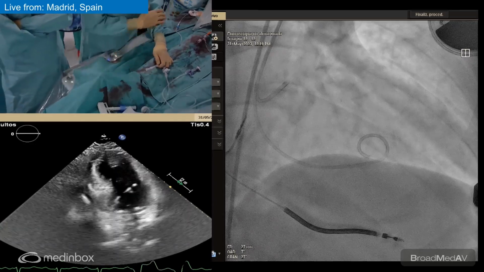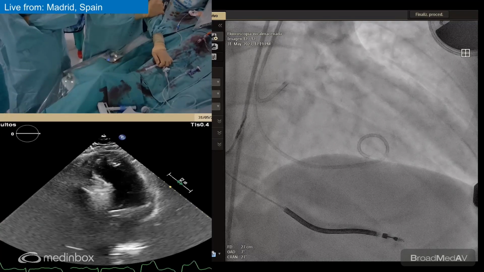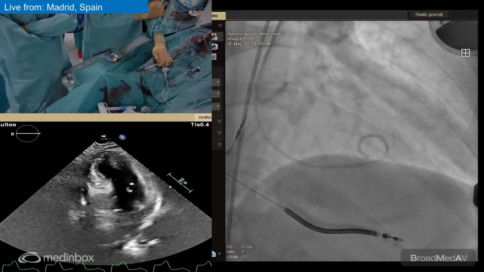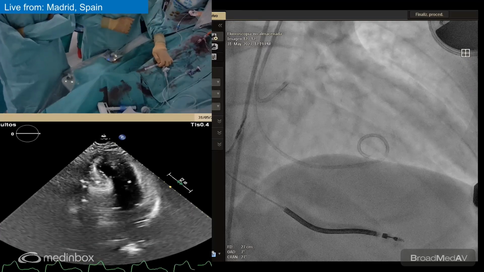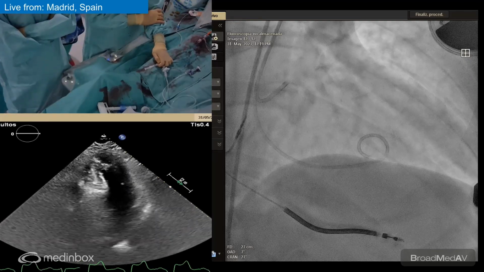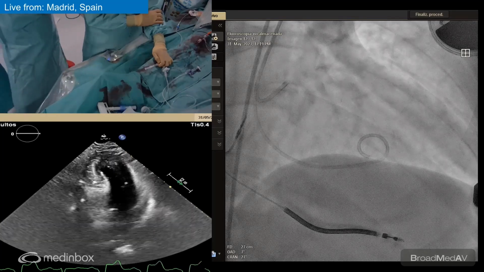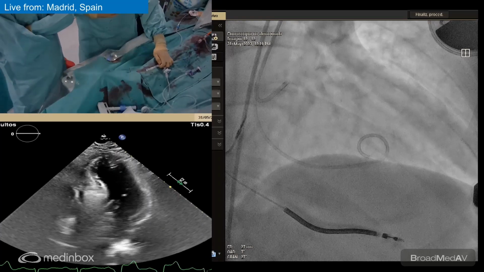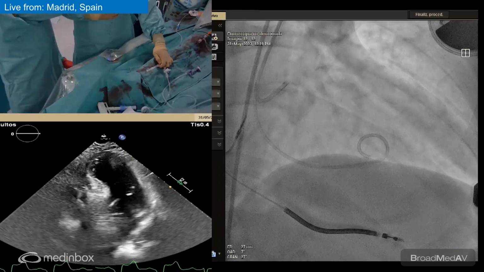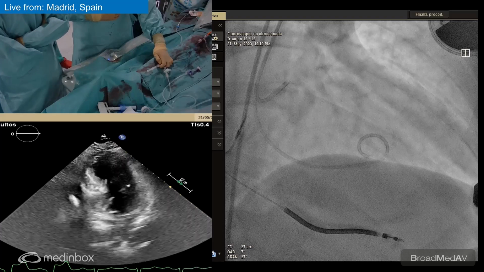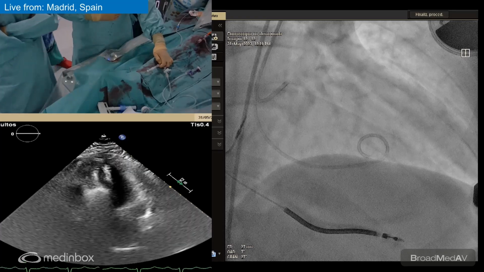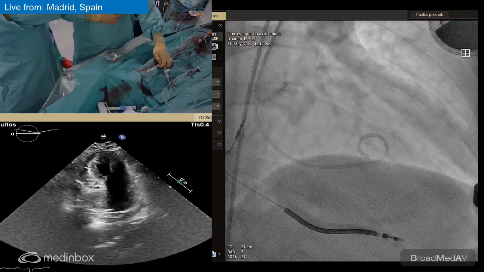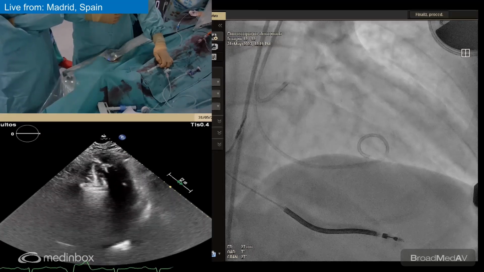The patient is suffering a little bit of pain. We are waiting a little bit. We have injected 1 cc now. And the most important thing is to have the balloon inflated. When you finish the administration of alcohol, you also have to keep the balloon inflated for at least 10 minutes after the last injection of alcohol.